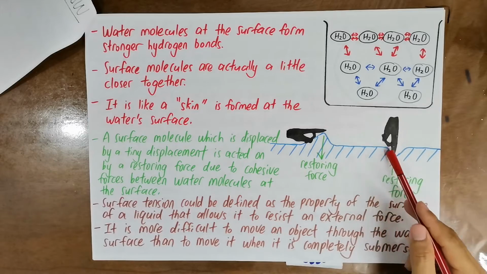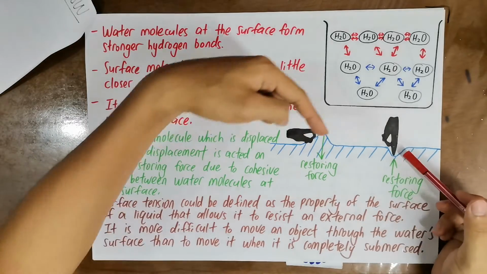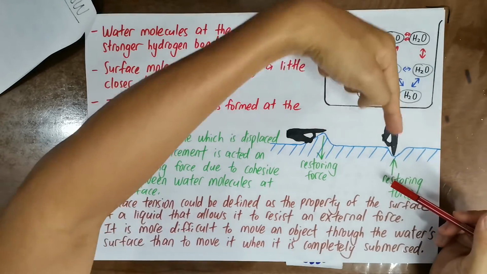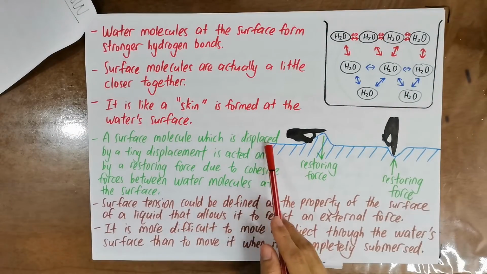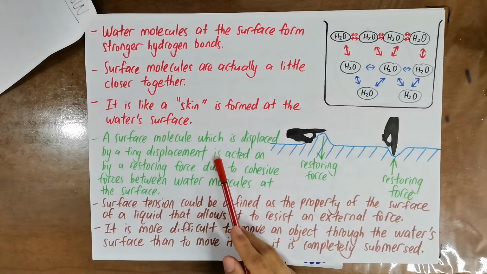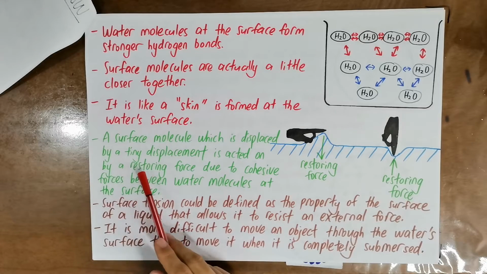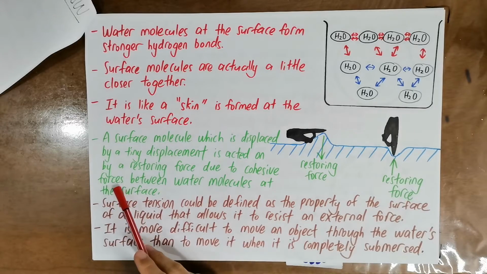Okay, it's still a perfect surface. It's just that it's like an elastic membrane, you know. So a surface molecule which is displaced by a tiny displacement is acted on by a restoring force due to the cohesive forces between water molecules at the surface.